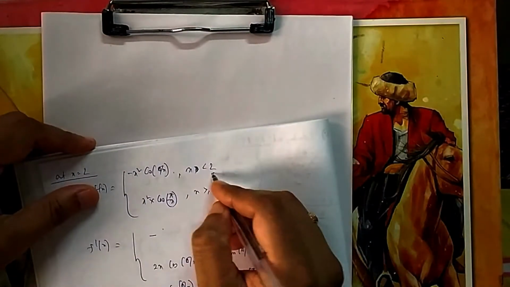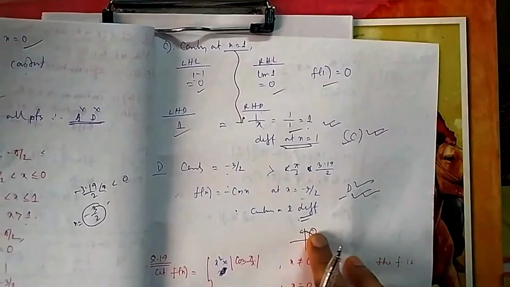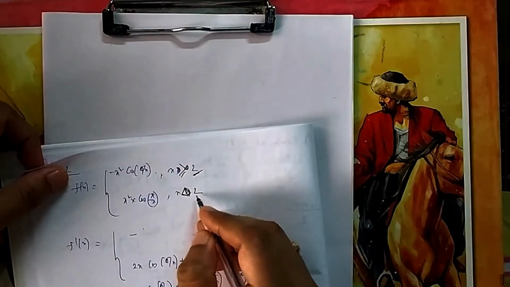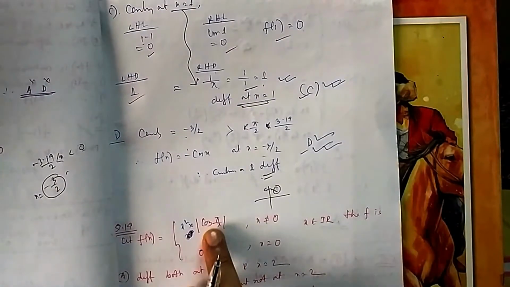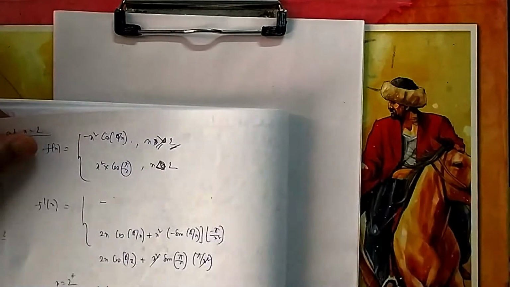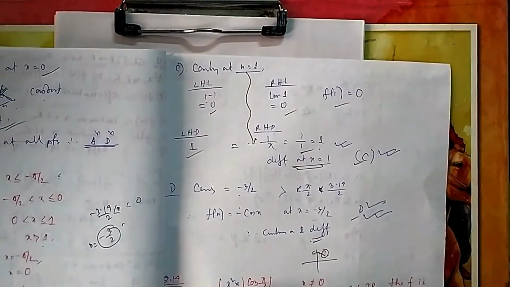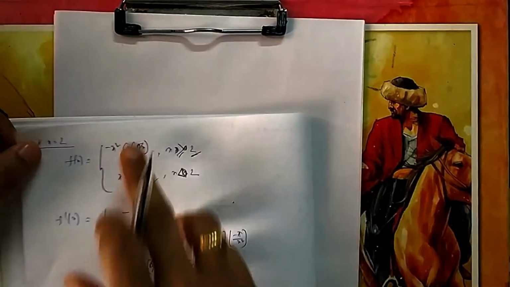So if your x is less than 2, that means it is less than pi by 2. Less than pi by 2 means you are landing in the first quadrant, so there will be a slight change you do. The output is positive, so no need of mod, you just write x square cos. If it is greater than 2, that means you are landing in the second quadrant, so the output will be negative. If you want to remove the mod, you have to put one more minus, so that it becomes positive.